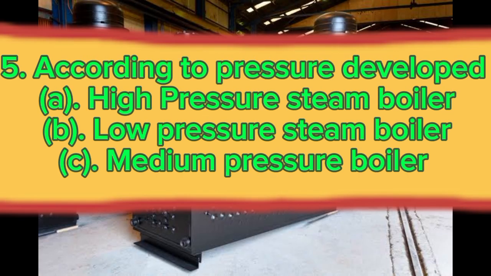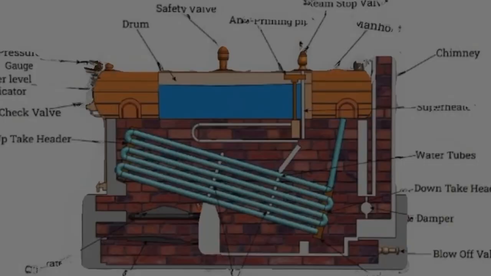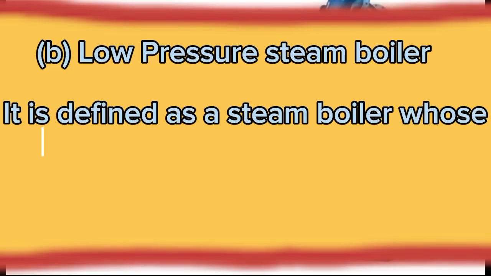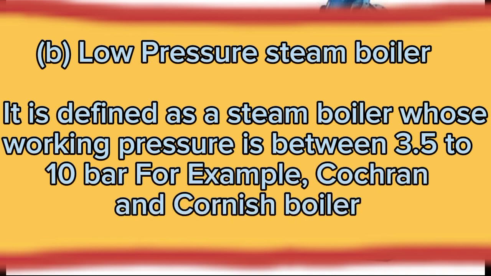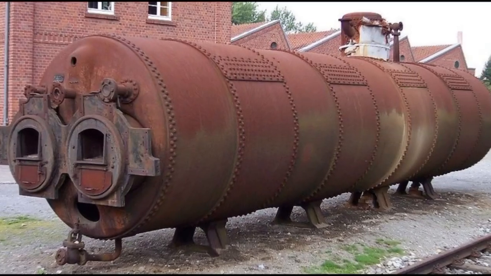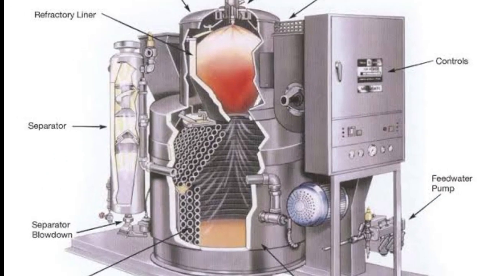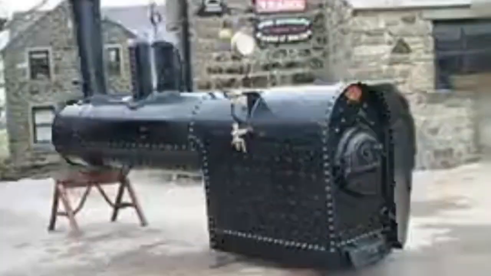5. According to pressure developed. A. High-pressure steam boiler, it is the boiler in which the working pressure of the boiler is more than 25 bar, for example, Babcock-Wilcox boiler. B. Low-pressure steam boiler, it is defined as a steam boiler whose working pressure is between 3.5 to 10 bar, for example, Cochran and Cornish boiler. C. Medium pressure boiler, it is that boiler whose working pressure of steam and water in the shell is between 10 bar to 25 bar, for example, Lancashire boiler and locomotive boiler.